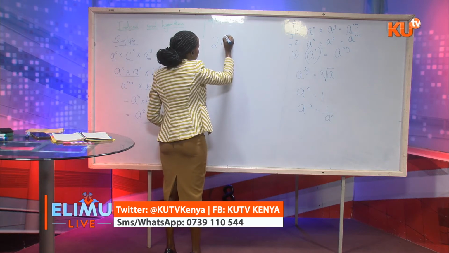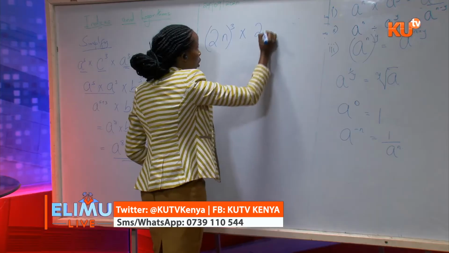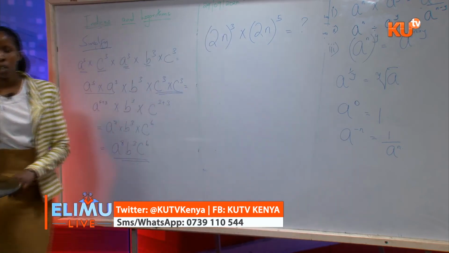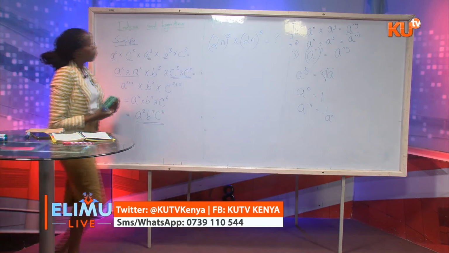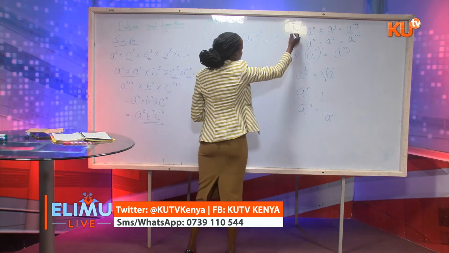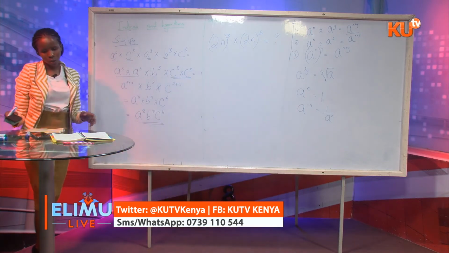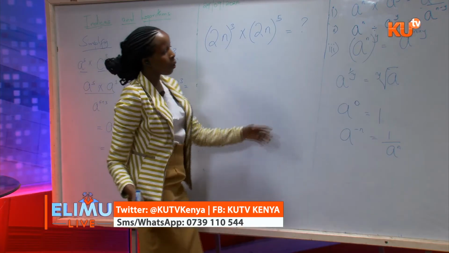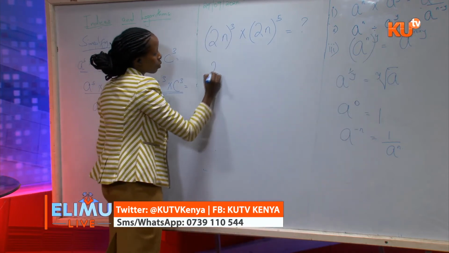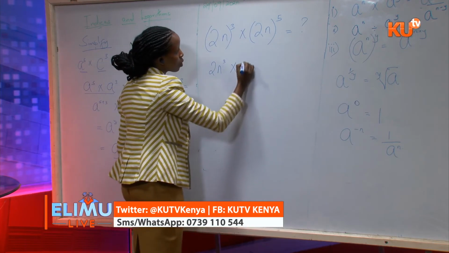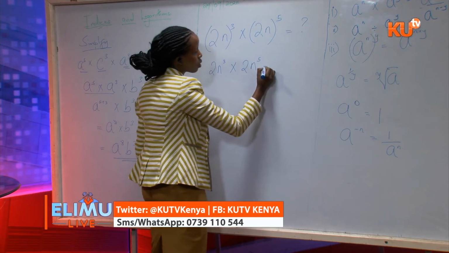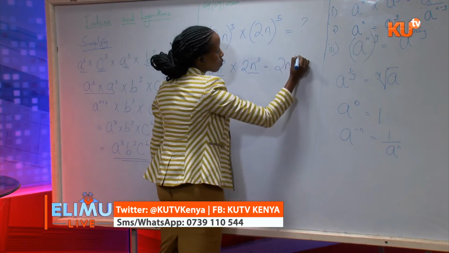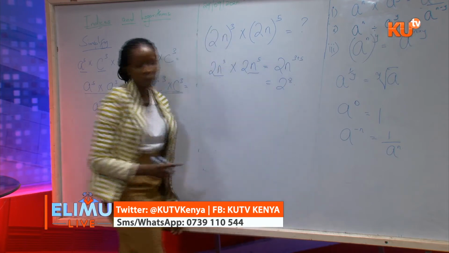Two n raised to 3. Looking at that question, what do we have? We have 2n raised to 3. Remember, if we don't have a power, that means it is 1, which we don't write. And according to our law of product, this will narrow down to 2n raised to 3 times 2n raised to 5. Our bases are the same, so what we have is 2n raised to 3 plus 5, which gives us 2 raised to 8.